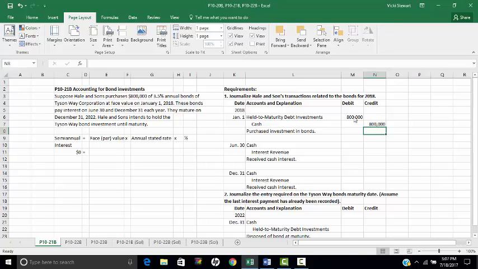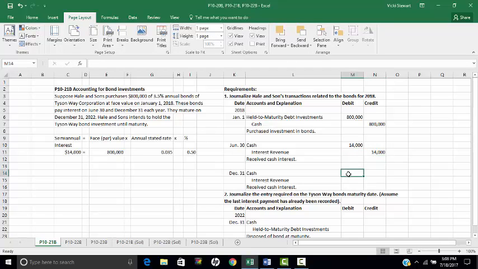The next entry would be to record the semi-annual interest that would be paid on June 30th. So we need to calculate that amount. Our face or par value of the bonds was $800,000. The annual or stated rate of the bonds is 3.5%, so 0.035. And then we're going to multiply that by 1 divided by 2, or 1/2. And that gives us $14,000 in semi-annual interest for the bonds. So on June 30th, we would debit cash for $14,000 and we would credit interest revenue for $14,000.